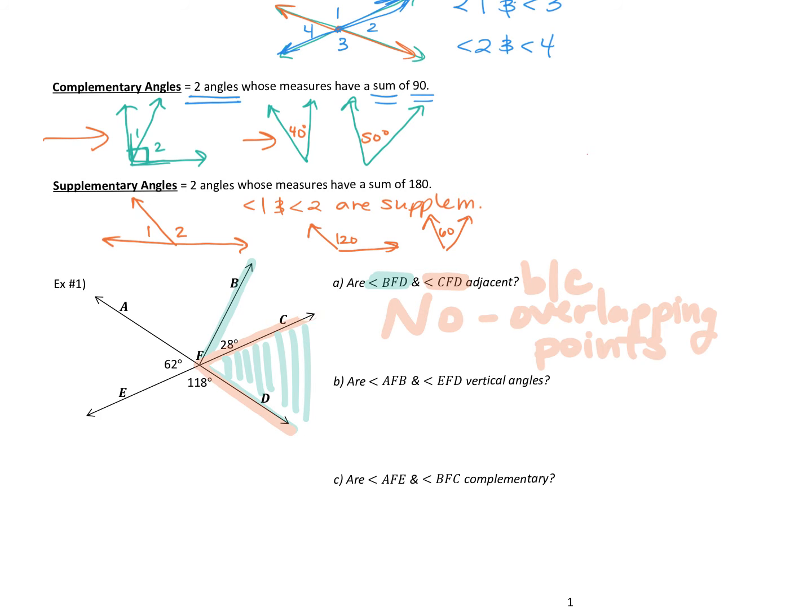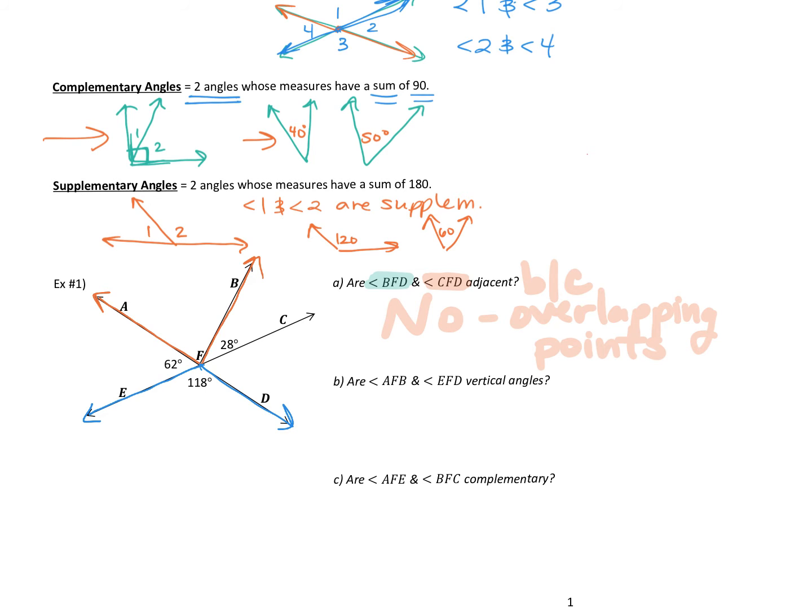Okay, I'm going to erase all that so I can scribble again. This next one says, are AFB and EFD vertical angles? Who thinks yes, those are vertical angles? Who thinks no, those are not vertical angles?